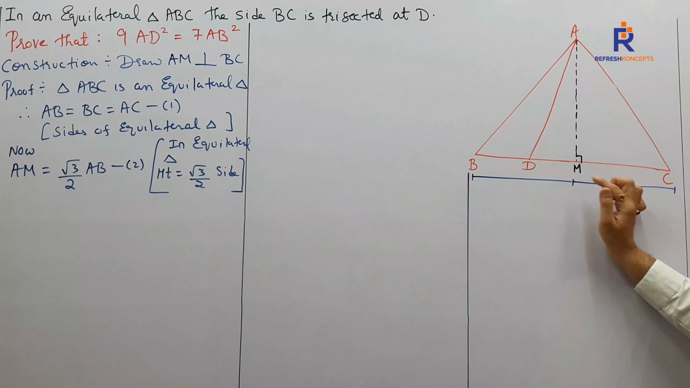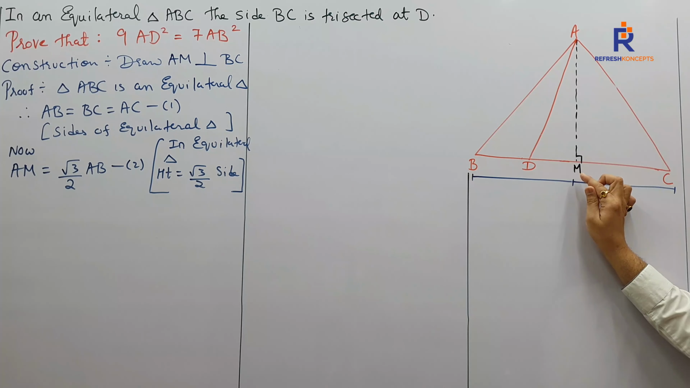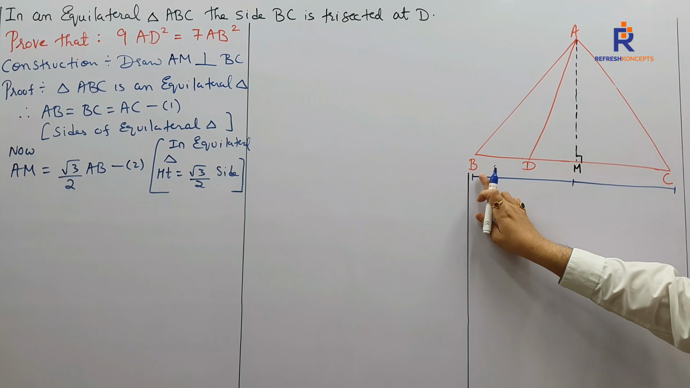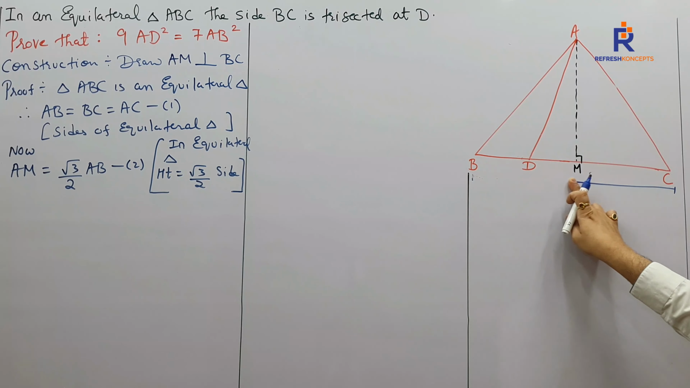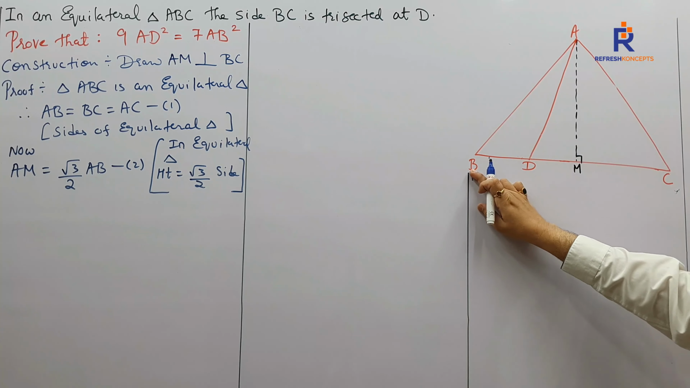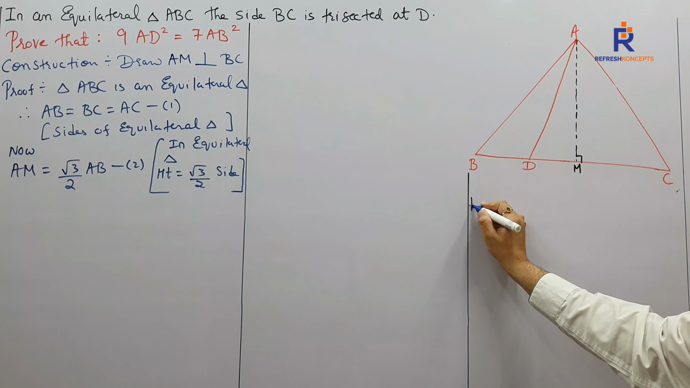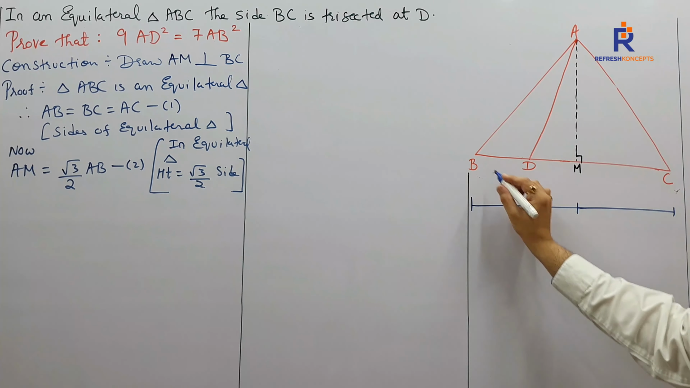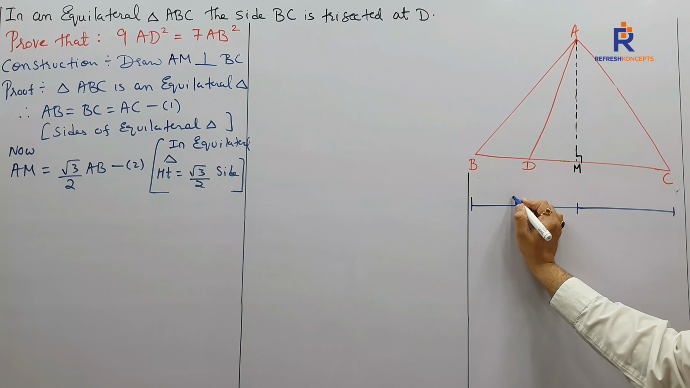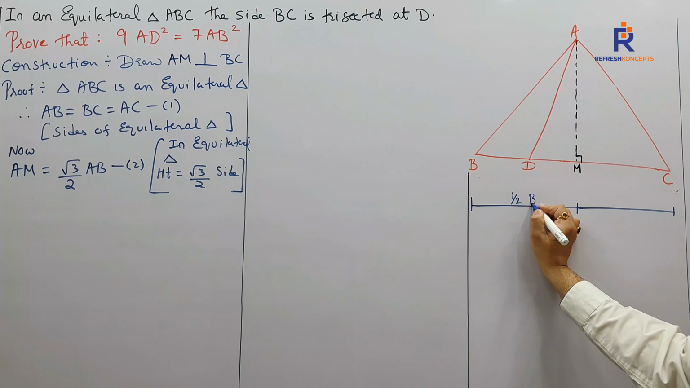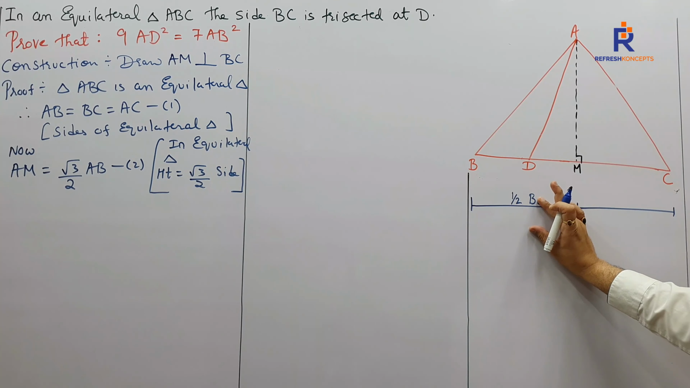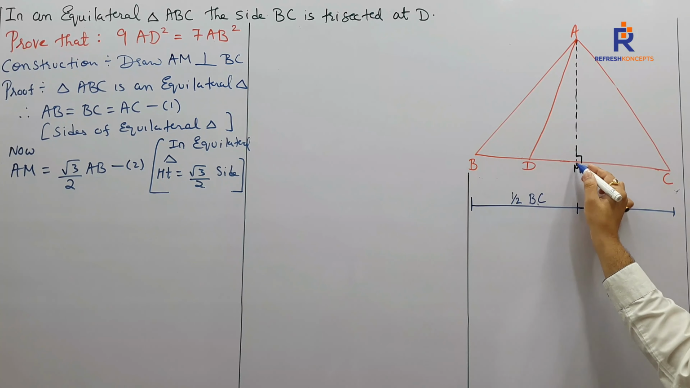When I say M is a midpoint of BC, as we have discussed earlier, can I say this much? Let me bring this bit down so that we have enough space. Can I say this is the midpoint? So can I say this is BM? BM is half BC. Certainly yes, BM is half BC.